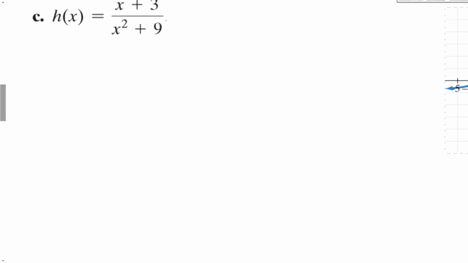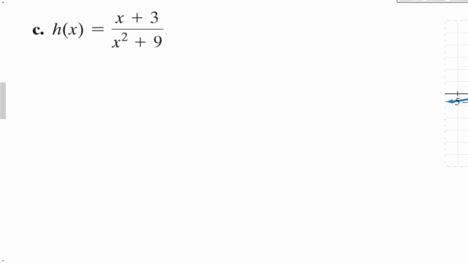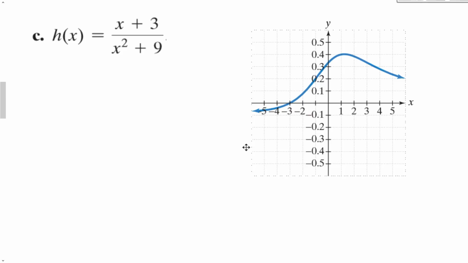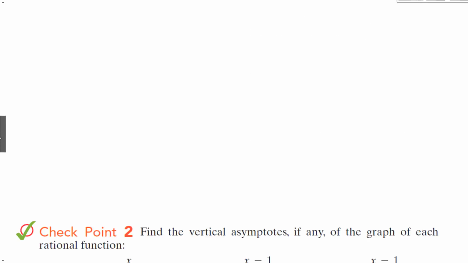And with this one, clearly you can see that, like our other example before, there is no place that the denominator here is equal to 0. No real numbers make the denominator equal to 0, so the function has no vertical asymptotes. It happens to be a smooth, continuous function.